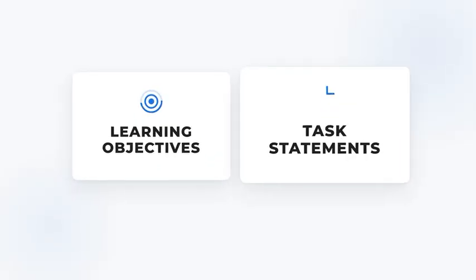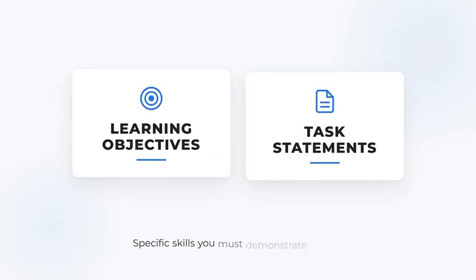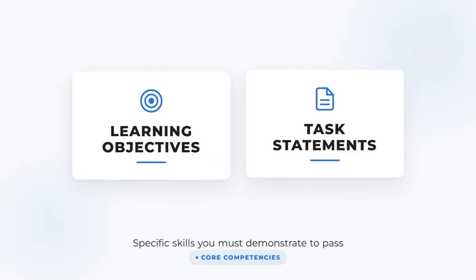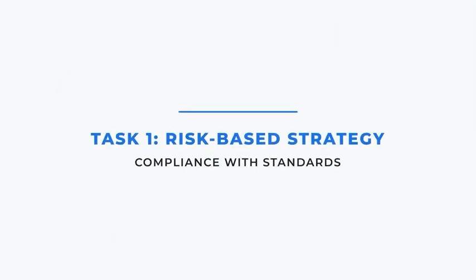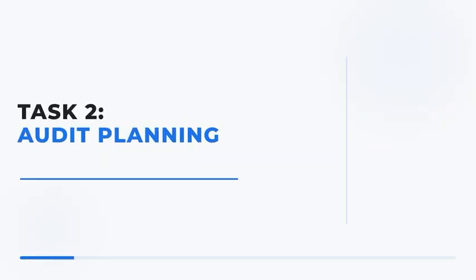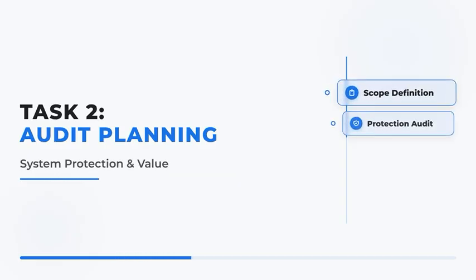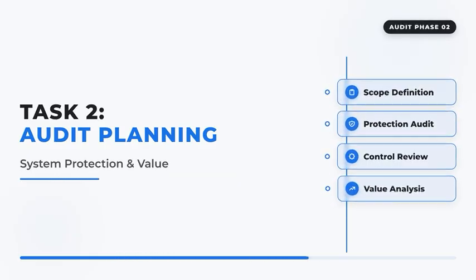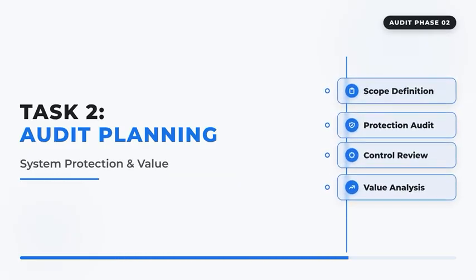Now, let's look at the learning objectives and task statements. These are the specific skills you must demonstrate to pass. Task 1. Execute a risk-based IS audit strategy in compliance with IS audit standards to ensure that key areas are included. Task 2. Plan specific audits to determine whether information systems are protected, controlled, and provide value to the organization.